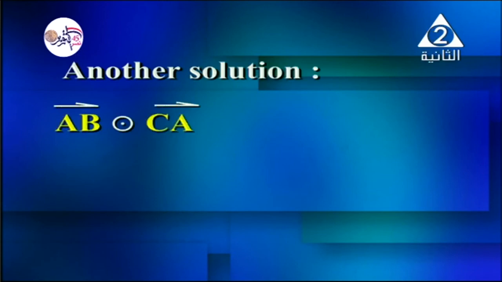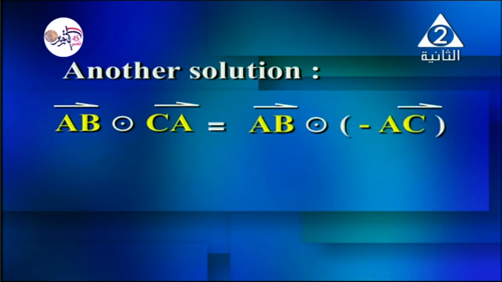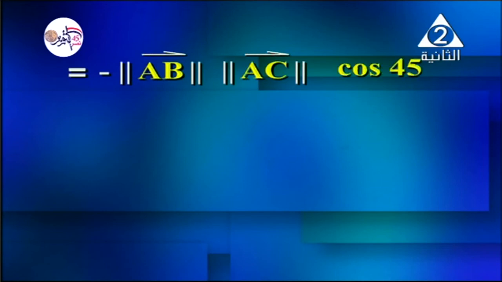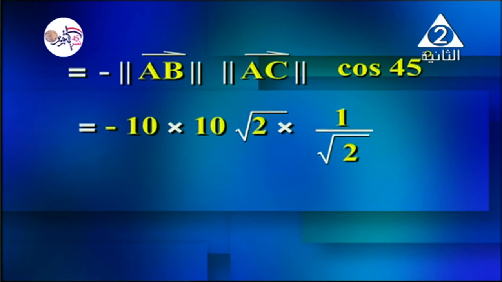This is another solution. AB scalar product CA equals AB scalar product negative AC, which equals negative AB dot AC, which equals negative norm AB times norm AC times the cosine of the angle between them: negative 10 times 10 root 2 times cosine 45 degrees, because AB and AC have the same starting point and angle BAC equals 90 divided by 2, which is 45 degrees. Therefore, the same result is negative 100.